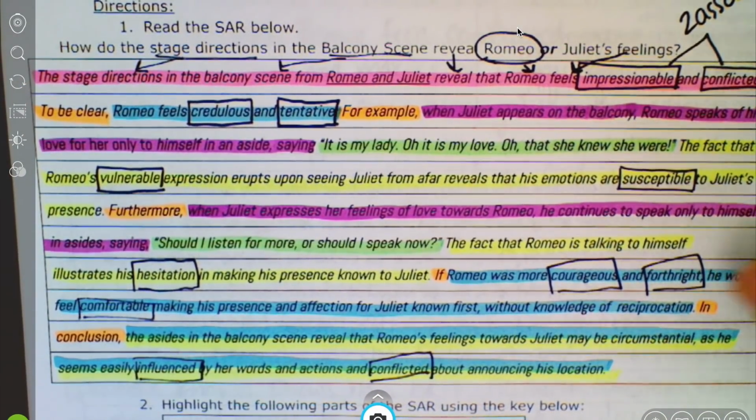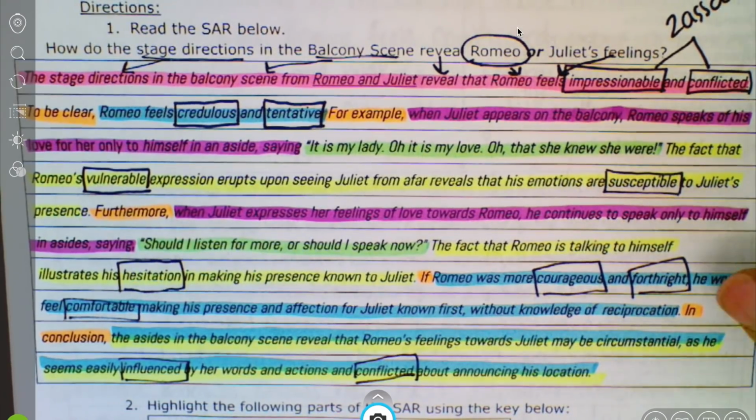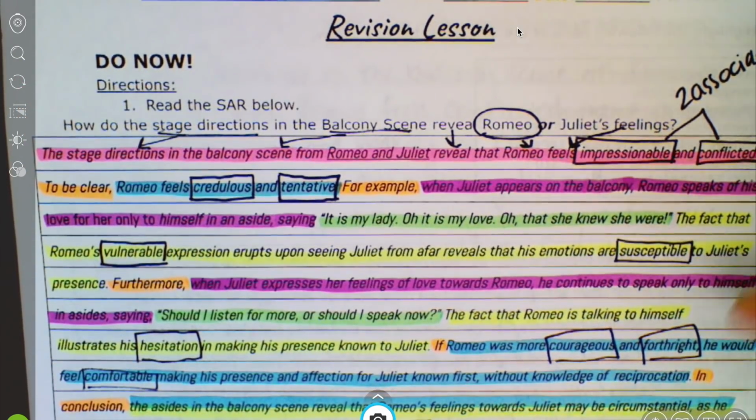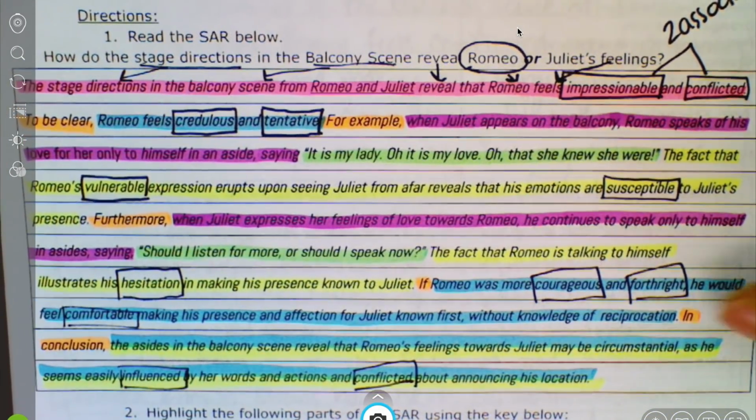Hello English 1 students. I'm going to take you through this warm-up and then through the beginning of this lesson, all right? So at this point you should have already highlighted your short answer response and read it in your warm-up, and you should have scored it as well on the bottom of this paper.